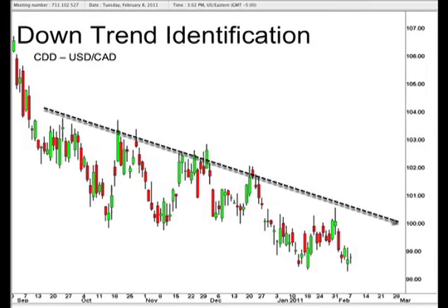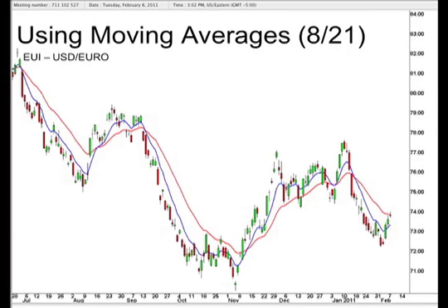So one of the easiest things that you can do is to integrate what's known as a set of moving averages. So when we put a chart up here once again of the EUI, which is the US dollar versus the euro, what I've done is I've just added a simple 8 bar and a 21 bar moving average, and the 8 bar is the blue line, the 21 bar is the red line, and the idea is that as the blue crosses below the red, we have the start of a downtrend. Once the blue crosses back above the red, you'll see the start of an uptrend, and so on and so forth.